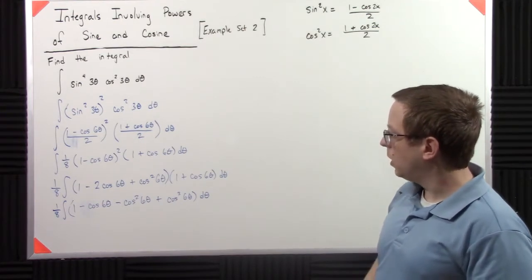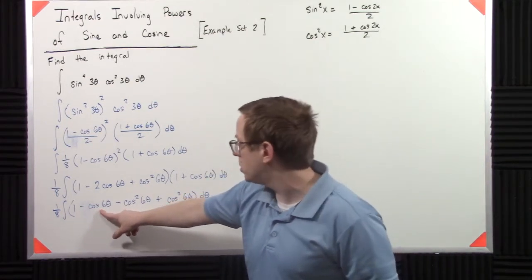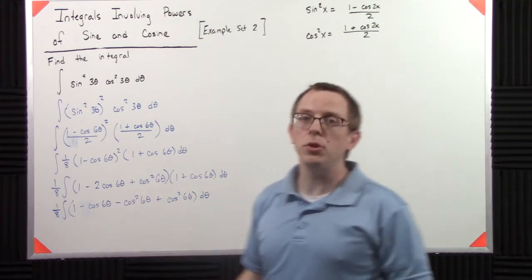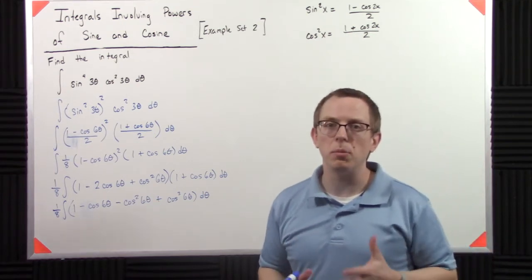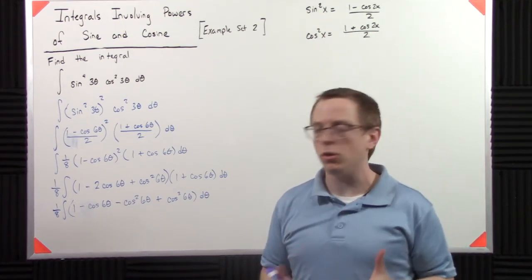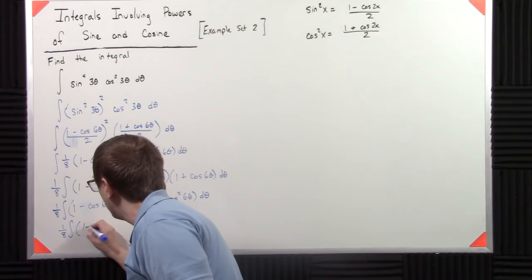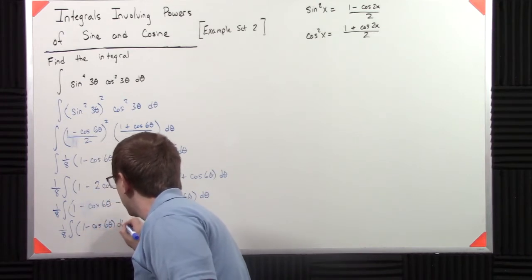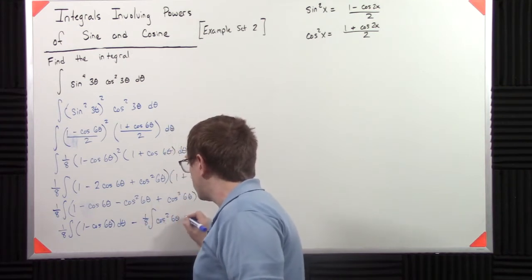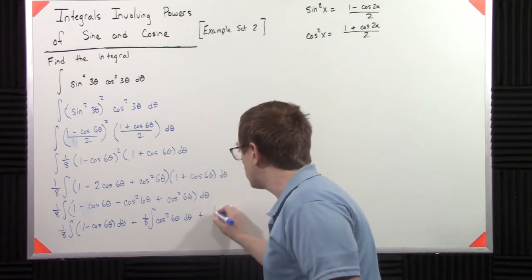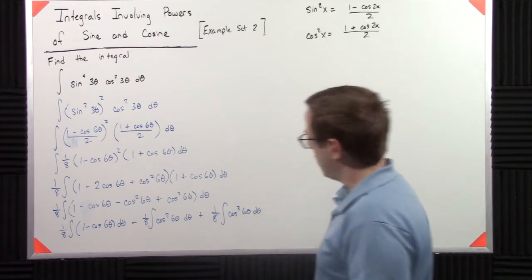We're still kind of stuck here. What's nice to know is that this piece and that piece have direct integrals. We can solve those. But this one's a cosine squared, so we actually have to reapply this formula. So I'm going to split this up into separate integrals because it'll be easier to solve that way: 1/8, 1 minus cosine 6 theta d theta, minus 1/8 cosine squared 6 theta d theta, plus 1/8 cosine cubed 6 theta d theta.